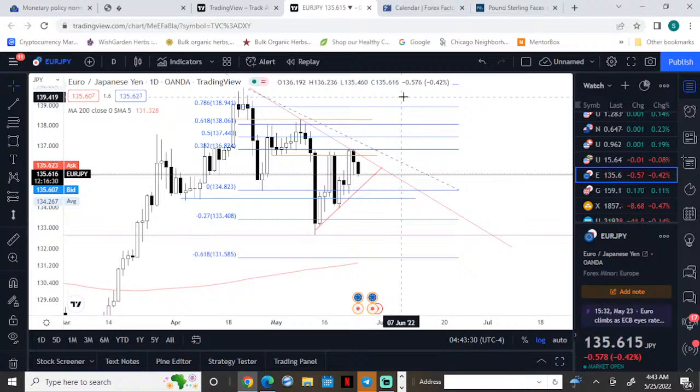For EJ, I'm going to wait for this daily candle to close. I'm going to watch EJ on the daily and see when it's going to break these trend lines and get in for a nice long-term sell or a nice long-term buy. So I'm going to leave EJ right here.